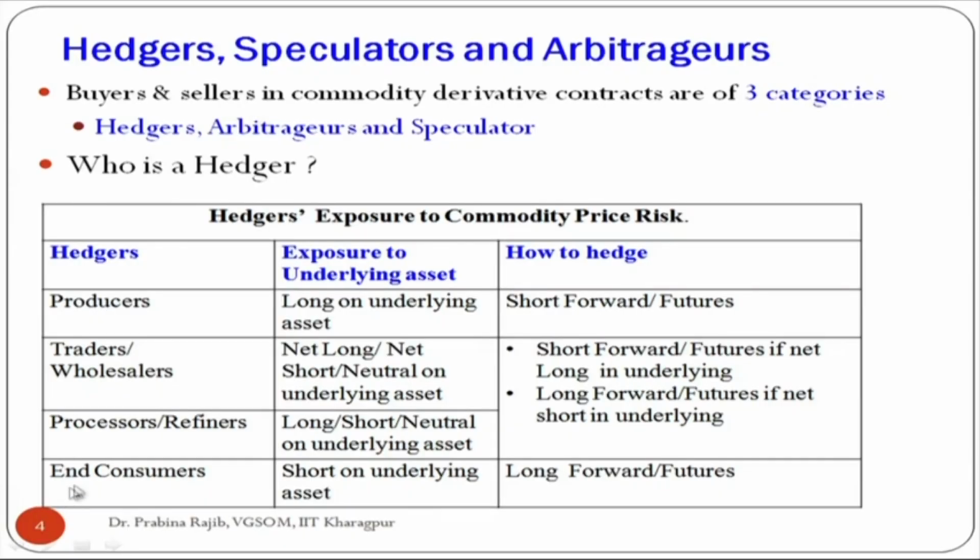So who is a hedger? A hedger could be a producer of a commodity, an end consumer of a commodity, or a trader or wholesaler or a processor or refiner. A producer is always long an asset, continuously producing the commodity, and what is the producer's fear? That price will go down. So that producer will be able to mitigate the risk by entering into a short futures contract or long put option.